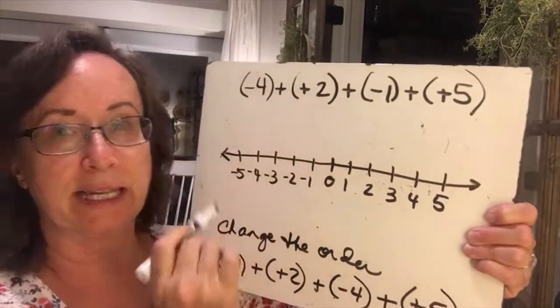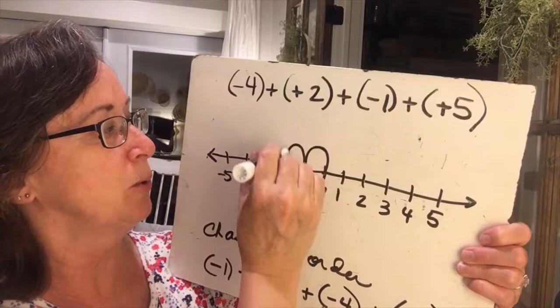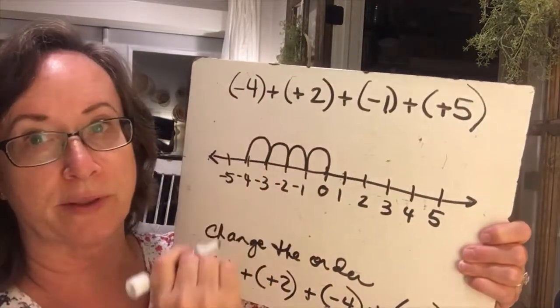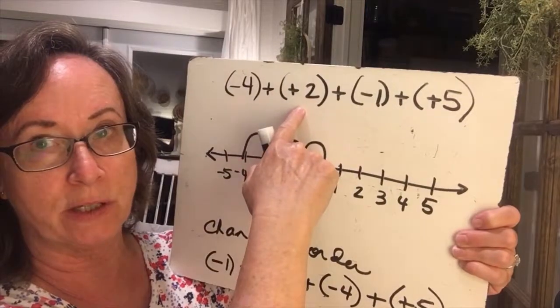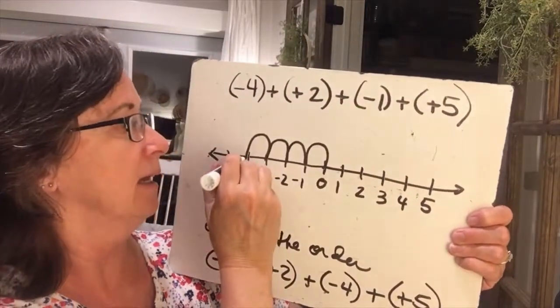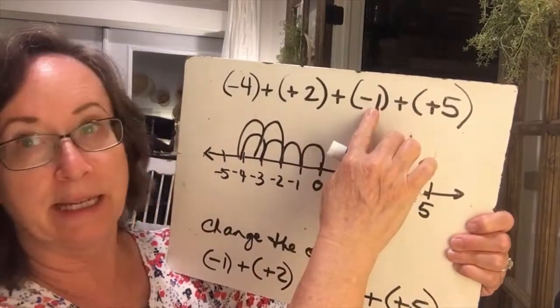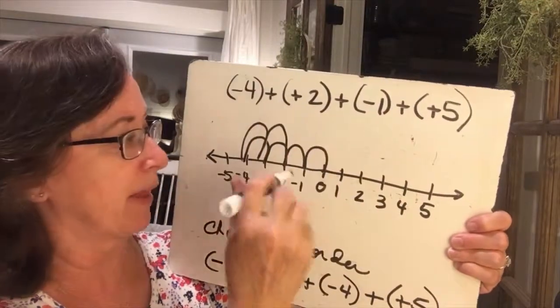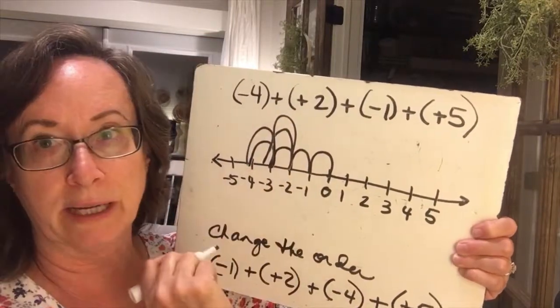So here we have a -4, so we start at 0, and we're going to go 1, 2, 3, 4 for the -4. We go backwards. And then we're going to add a +2, which means we're going to go to the right. So 1, 2. And then we're going to add a -1, which means we're going to go to the left from that spot. So we're going to go -1.